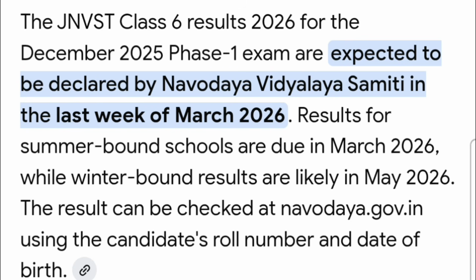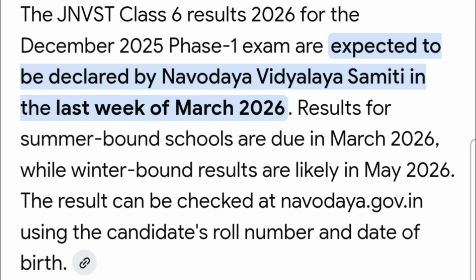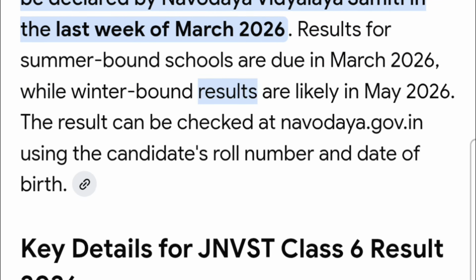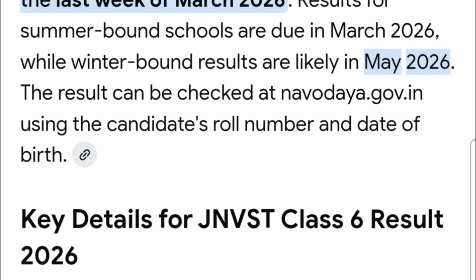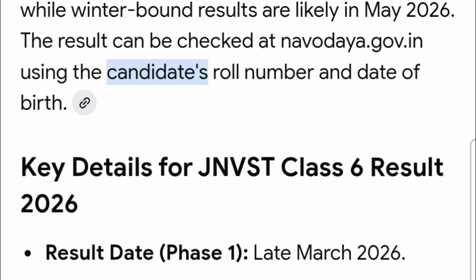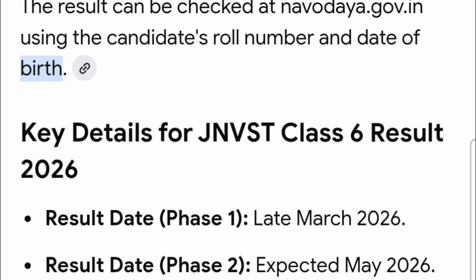JNVST Class 6 results 2026 for the December 2025 Phase 1 exam are expected to be declared by Navodaya Vidyalaya Samiti in the last week of March 2026. Results for summer-bound schools are due in March 2026, while winter-bound results are likely in May 2026. The result can be checked at navodaya.gov.in using the candidate's roll number and date of birth.